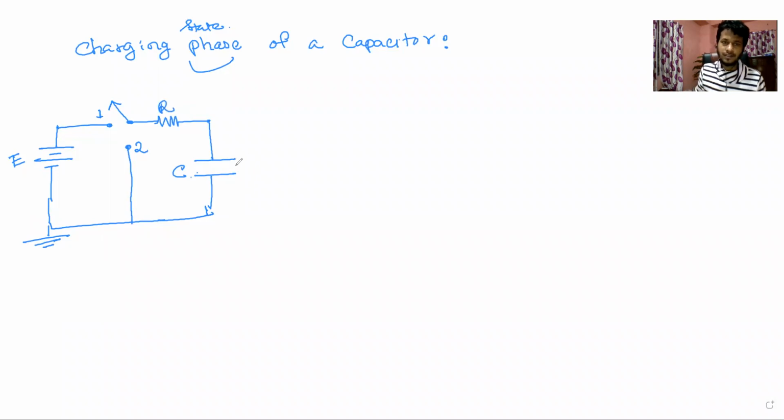Okay, suppose we have this kind of circuit. Okay, suppose we have a capacitor whose capacitance is C.